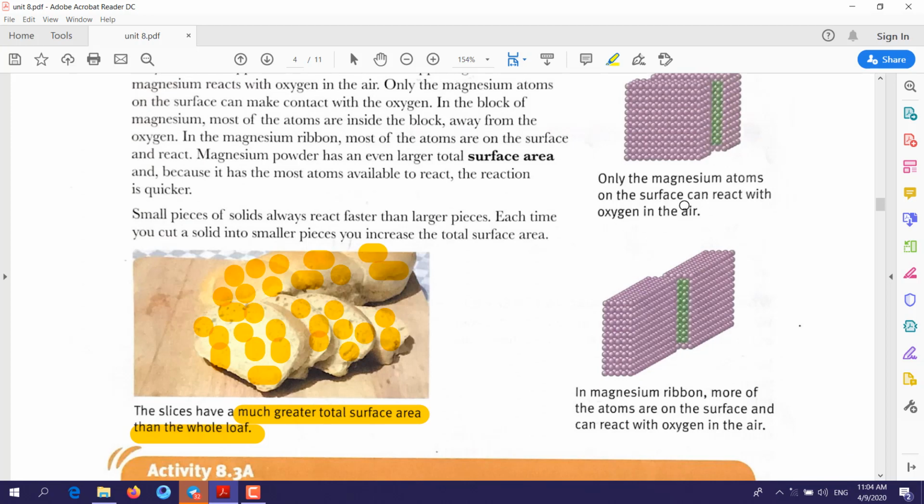Here is another explanation. If you have a chemical reaction of magnesium with something else, only the magnesium atoms on the surface can react with oxygen. In magnesium ribbon, more of the atoms are on the surface and can react with oxygen in the air. So more surface area means more atoms that will participate in the chemical reaction.